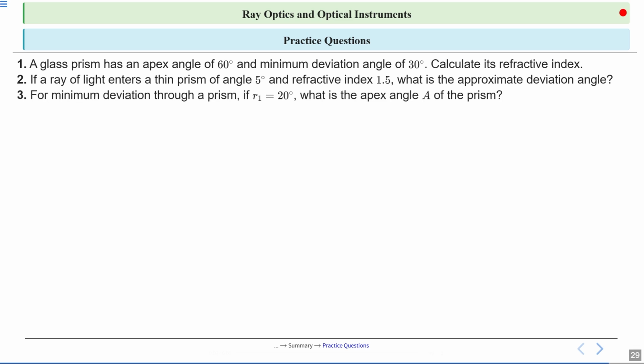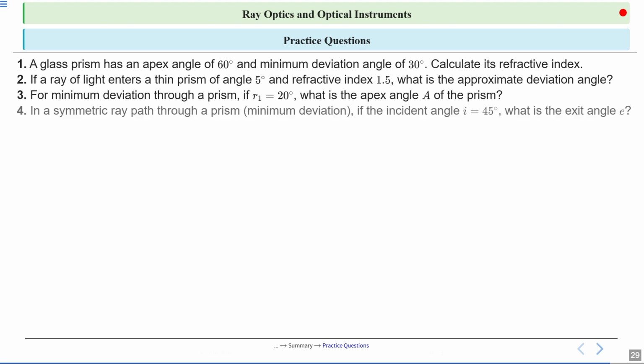For the third question, we are focusing on the concept of minimum deviation through a prism. Given one of the refraction angles, we need to determine the apex angle. This question helps us understand the relationship between the angles within the prism and how they influence light's path.